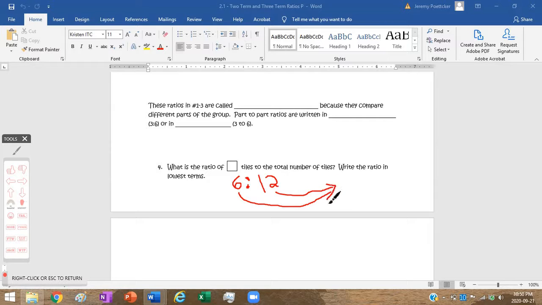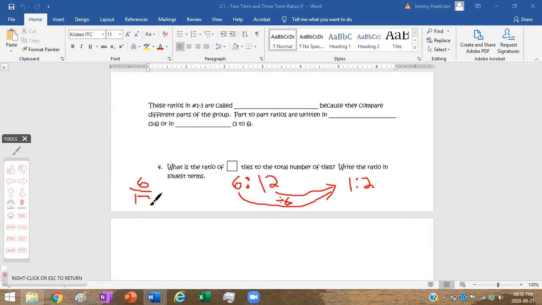I apologize if you hear any crunching noises. My dog has decided now is a good time to eat her meal. Crazy dog. 6 divided by 6 is 1, and 12 divided by 6 is 2.